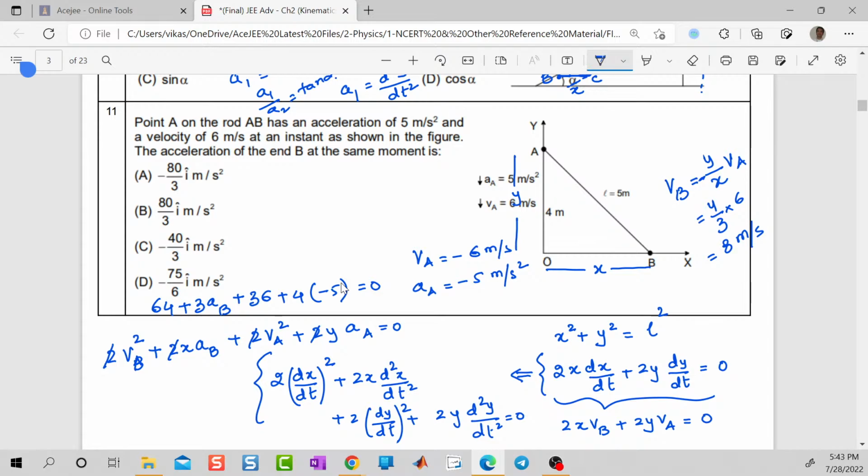So what is AB from this equation? This plus this is 100. So 100 minus 20 is. So the answer will be minus 8. Right. So minus 80 by 3. Answer is A. Okay, let's move on to the next question.